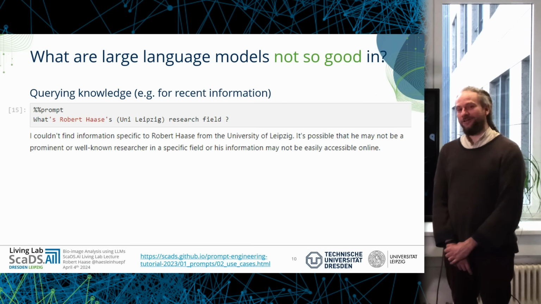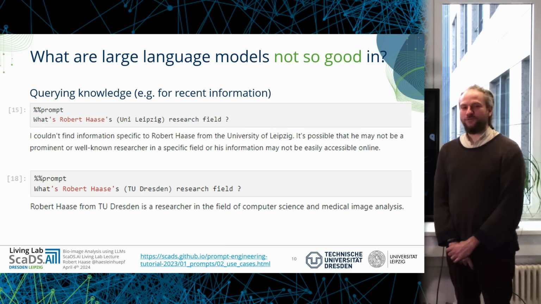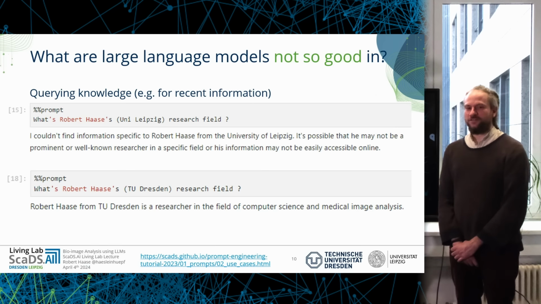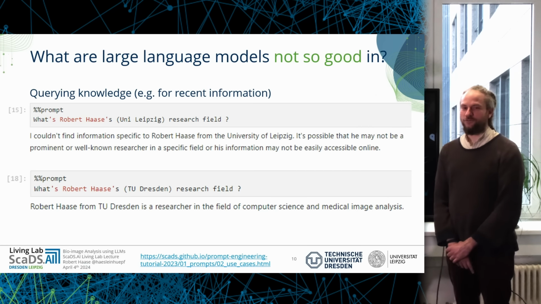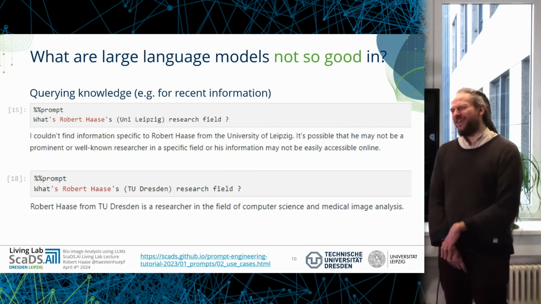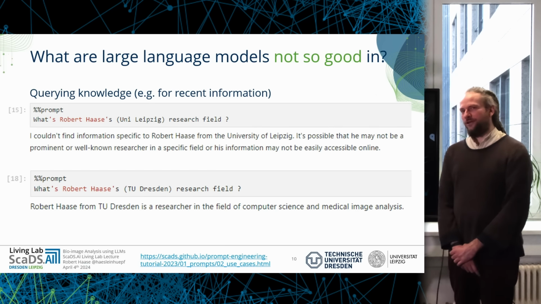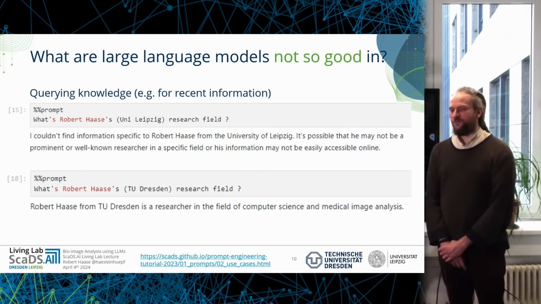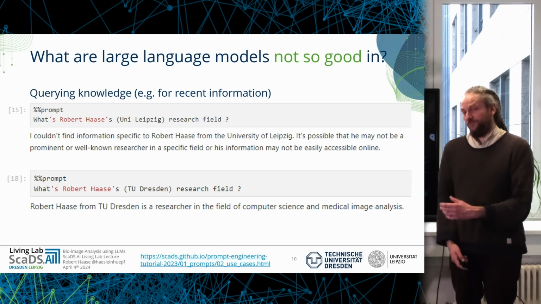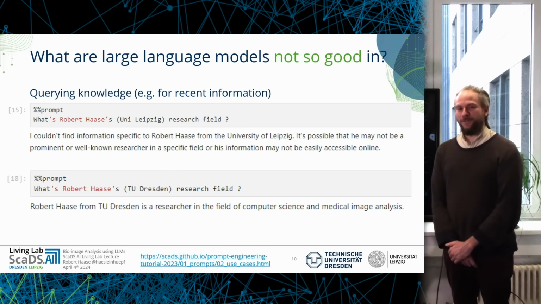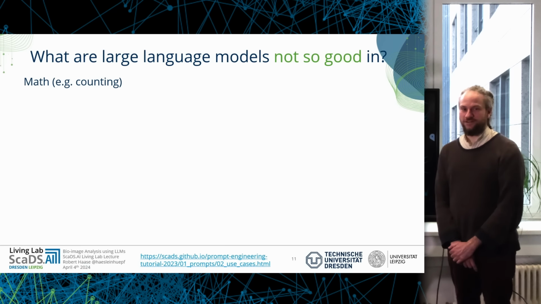That's possible. Otherwise, if you ask for Robert Haase at TU Dresden and his research field, it will tell you that Robert Haase from TU Dresden is a researcher in the field of computer science and medical image analysis, which is almost right. So you see, it's not exactly good at this, and I also believe that it is not developed for this kind of science. It's not for this kind of question asking. It's not meant to be a replacement for Google. It has strengths in other fields.